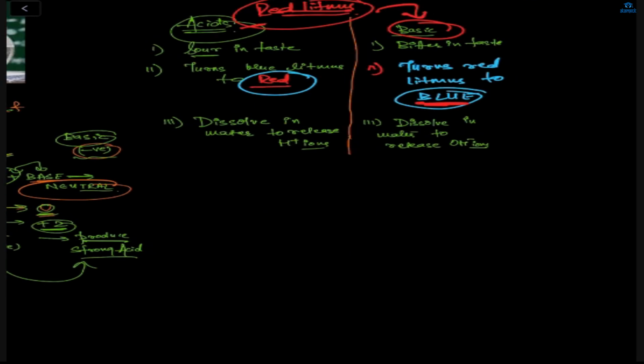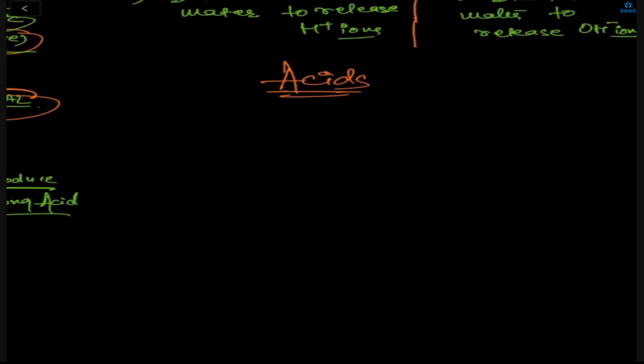Now, let's do acids. Can you name some of the acids, Shazan? Like hydrochloric acid, sulfuric acid. Any more acids? HCl is hydrochloric acid. What is H2SO4? Sulfuric acid. Yes, sulfuric acid, and this is hydrochloric acid.